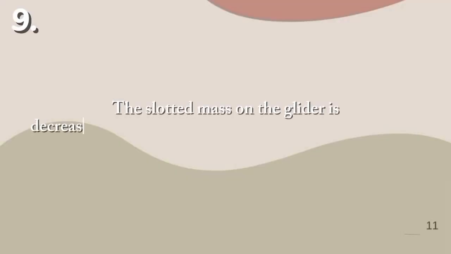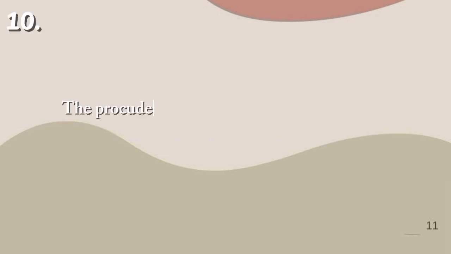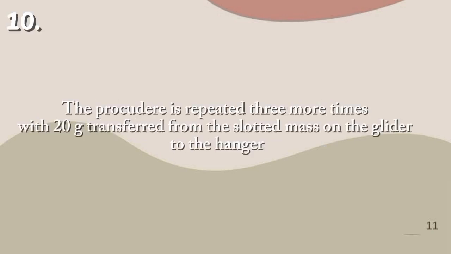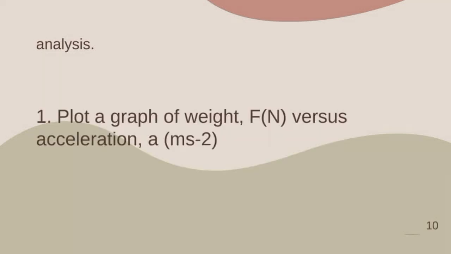The slotted mass on the glider is decreased by transferring a mass of 20 grams onto the hanger, and steps 7 and 8 are repeated. The procedure is repeated 3 more times with 20 grams transferred from the slotted mass on the glider to the hanger. This is the result for experiment 4.